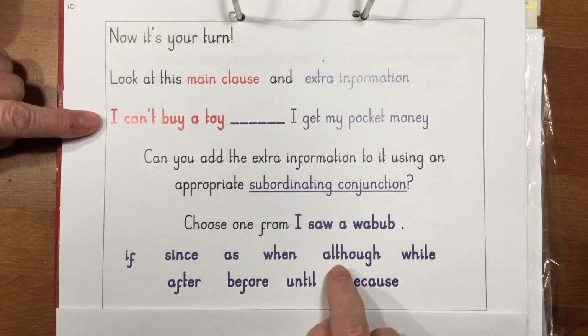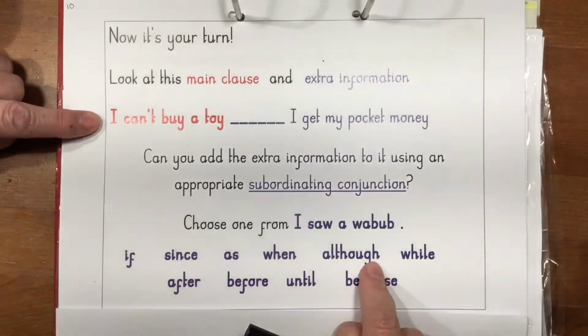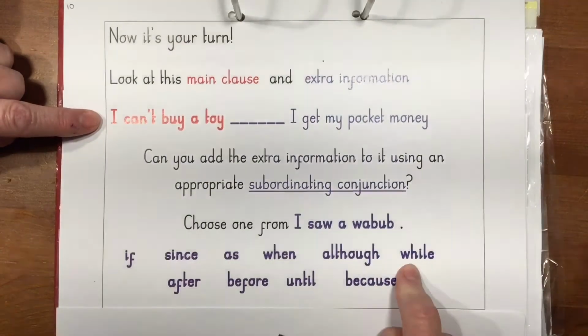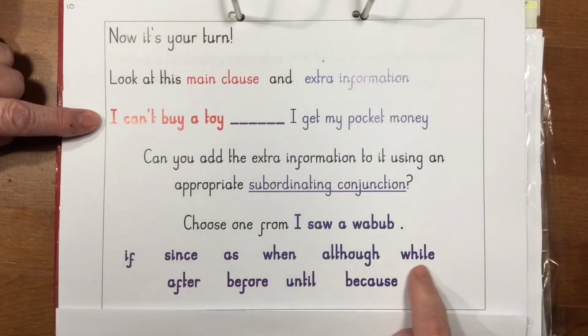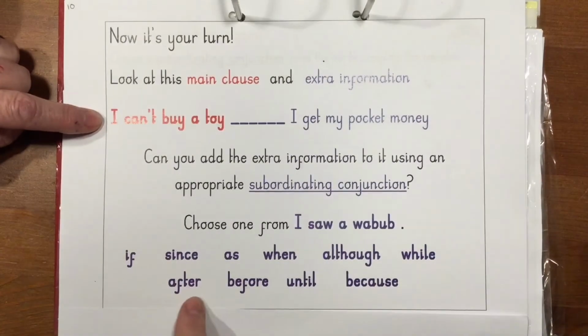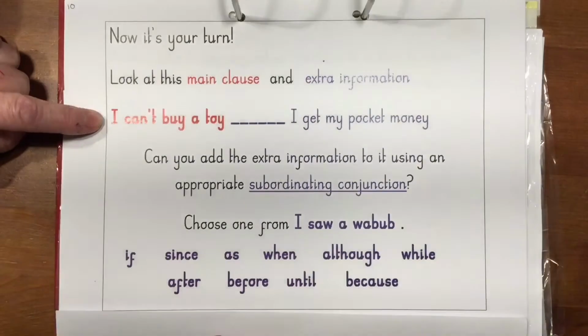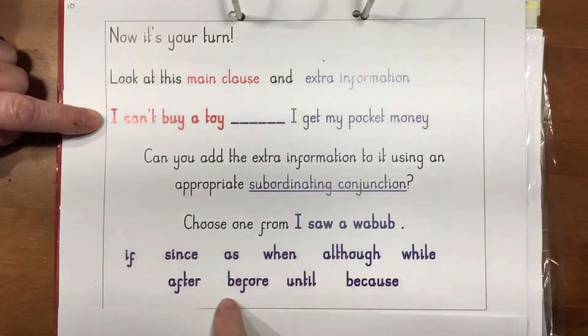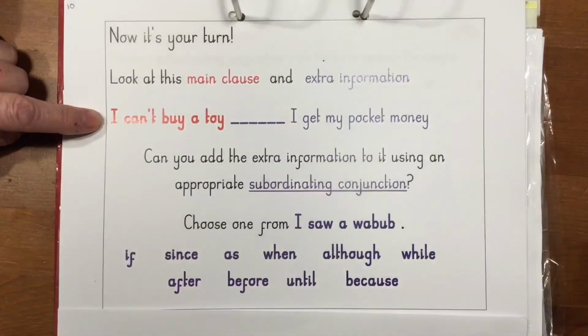I can't buy a toy although I get my pocket money. No, that doesn't make sense. I can't buy a toy while I get my pocket money. No. I can't buy a toy after I get my pocket money. Well, I probably can, so that doesn't make sense. I can't buy a toy before I get my pocket money. Now that probably does make sense.